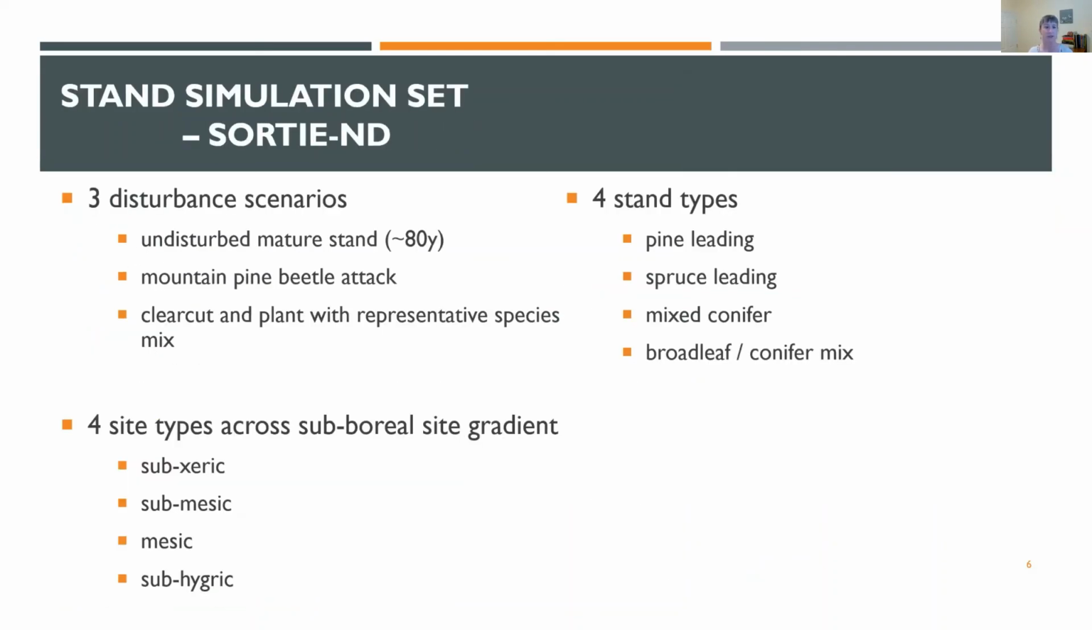We then used SORTIE to model 3 different disturbance scenarios. We modeled undisturbed mature stands starting at about 80 years of age. We modeled mountain pine beetle attack of these stands, and then clear cut of these sites and planting with a representative species mix. We modeled 4 site types across the subboreal site gradient from subxeric to subhydric stands, with increasing richness associated with the increase in moisture. And we modeled 4 different stand types: pine leading stands, spruce leading stands, a mixed conifer stand with pine, spruce, and subalpine fir, and then a broadleaf conifer mix.